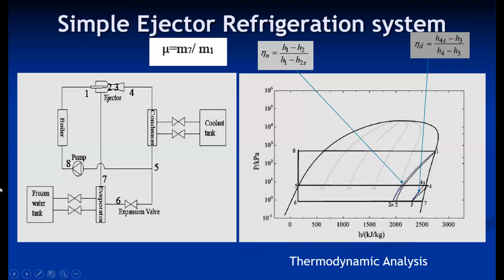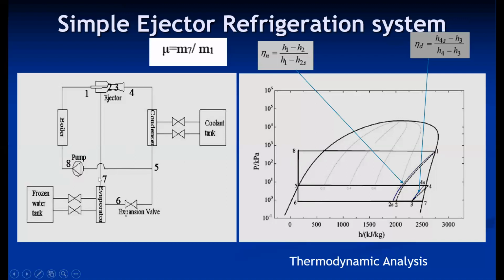And 8 to 1, that is again the constant pressure evaporation in the boiler. So 8 to 1, because of the addition of the heat, the refrigerant evaporates. Initially it is subcooled, then it evaporates, and the final condition is 1.